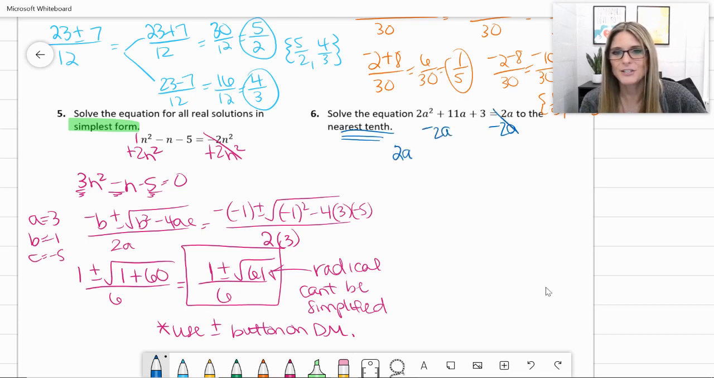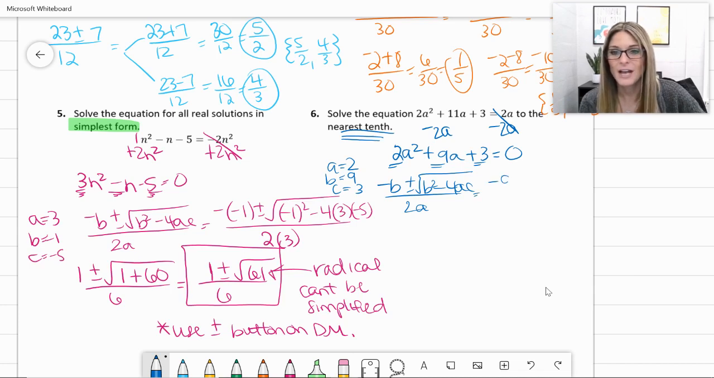And simplify, we get 2a squared plus 9a plus 3 equals 0. Now that I have standard form, my a value is 2, my b value is 9, and my c value is 3. Quadratic formula is negative b plus or minus the square root of b squared minus 4ac all over 2a. All right, negative 9 plus or minus the square root of b squared. So that's going to be 9 squared minus 4 times 2 times 3 all over 2 times 2.